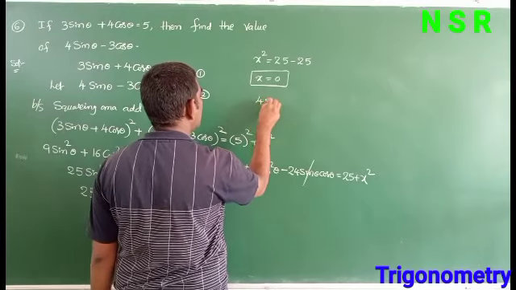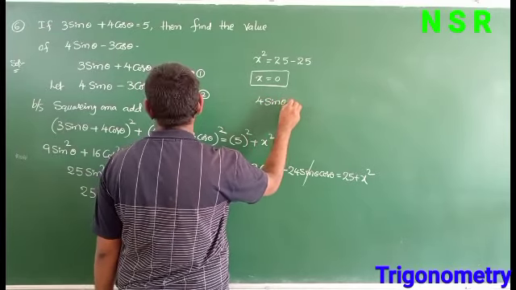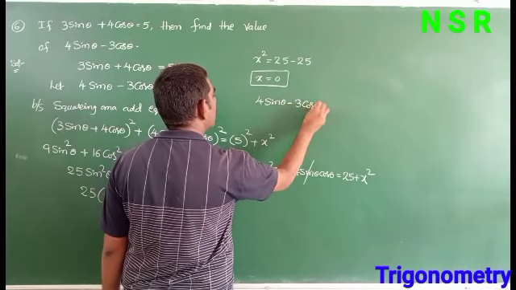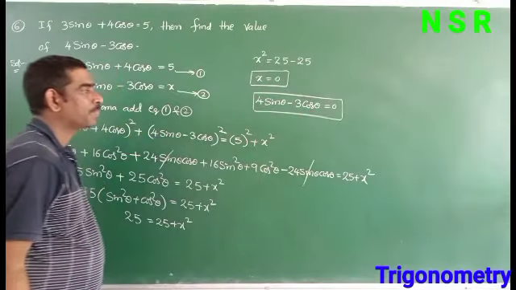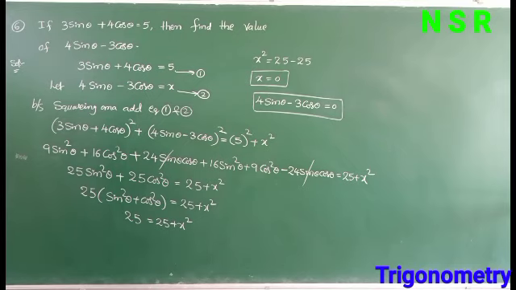Now 4 sin theta minus 3 cos theta, this value is equal to 0. So 4 sin theta minus 3 cos theta equal to 0.